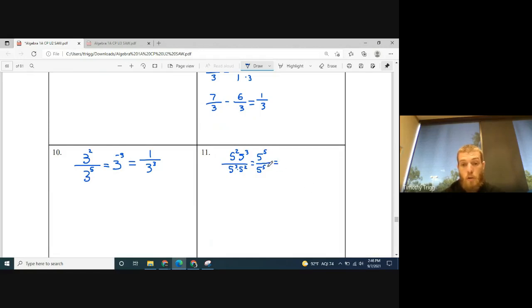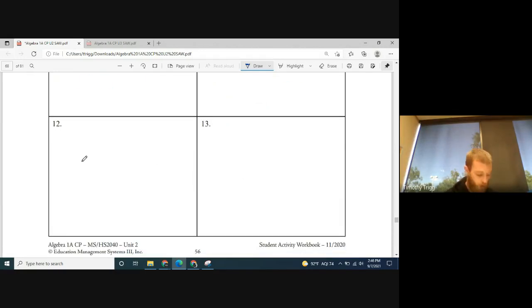So what do we do here? We can subtract those powers. So we can call this 5 to the power of 0, which is, of course, 1. Anything to the power of 0 is 1, just as a reminder. Okay, question 12. I'm going to go ahead and let you do that one on your own.